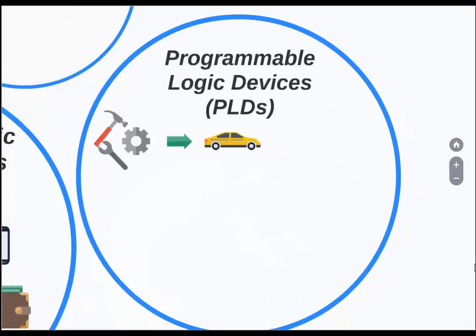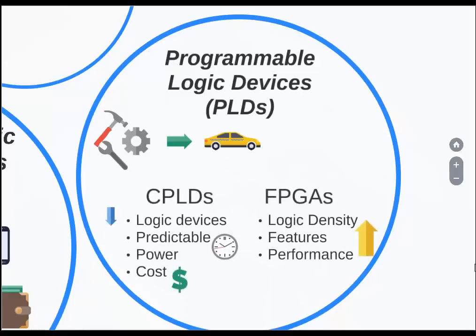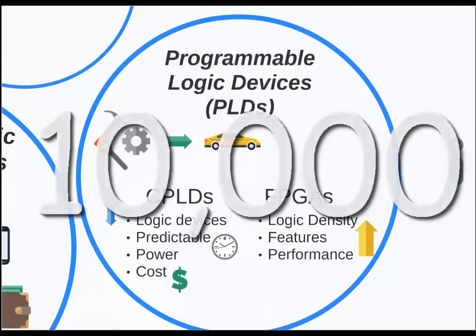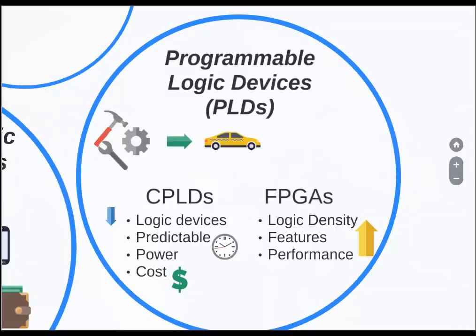PLDs can be further classified into CPLDs, that is complex programmable logic devices, and FPGAs, that is field programmable gate arrays. Now, CPLDs have a smaller number of logic gates, about 10,000 gates. They are very predictable in timing, and hence they can be used for critical applications. They have low power consumption and are very cheap.